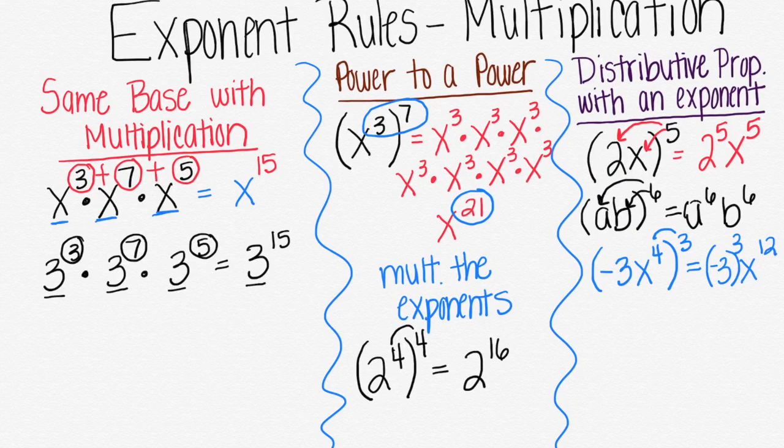Last, what happens when we have a fraction? Let's say we have 3 over 4, and this is raised to the 7th power. The exponent on the outside goes to both the numerator and to the denominator. So when you rewrite this, you would write 3 to the 7th power over 4 to the 7th power. And those are the 3 rules that we learned today for multiplication.